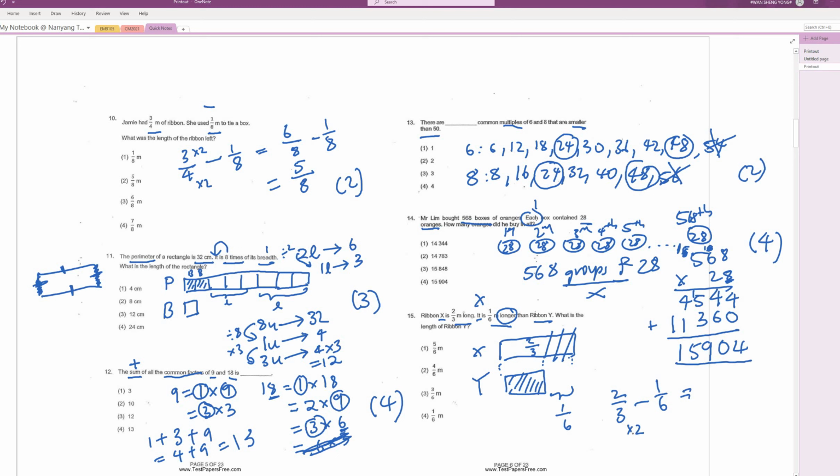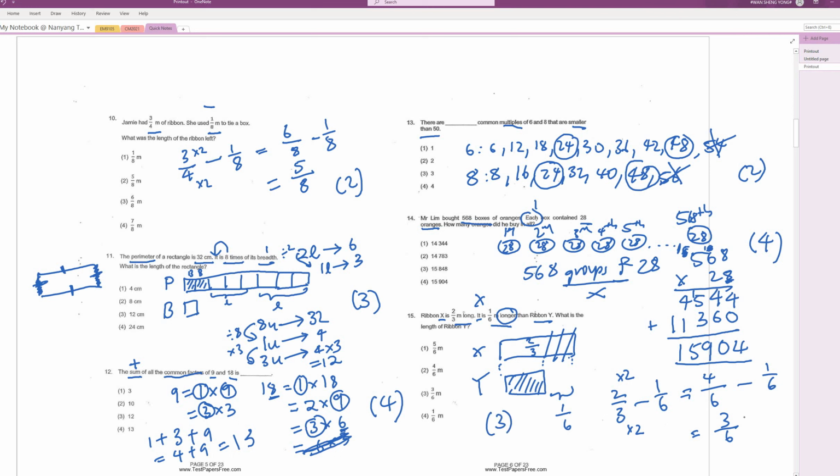So when we multiply by 2 at the denominator, we multiply by 2 on the numerator. So 2 times 2 is 4, and 3 times 2 is 6. Then we minus 1 over 6. We do not need to change this 1 over 6 because we want the denominator to be kept the same. When the denominators are the same, we can just leave it as it is. Then 4 minus 1 is 3. So the correct answer is 3 over 6, which is option 3.